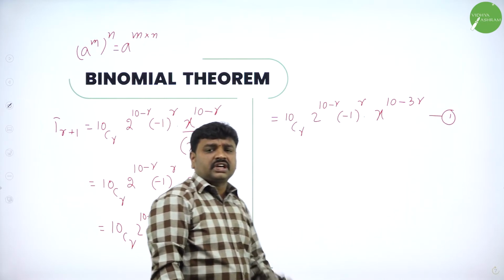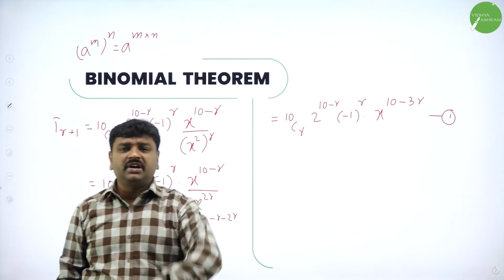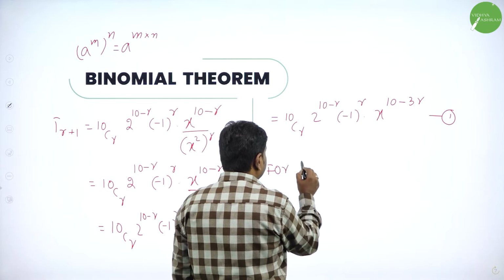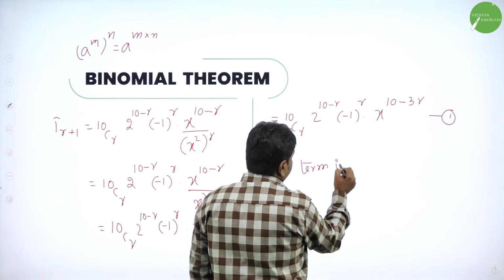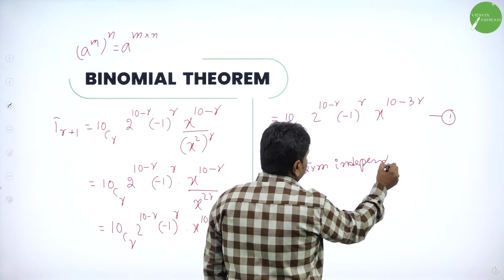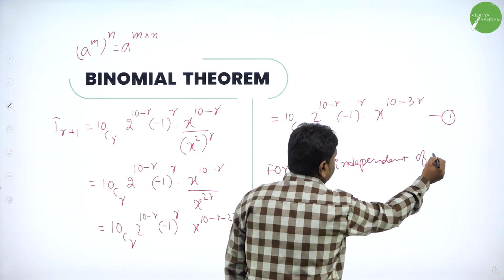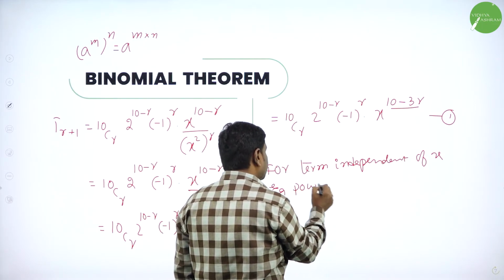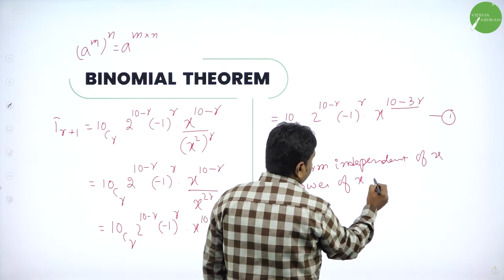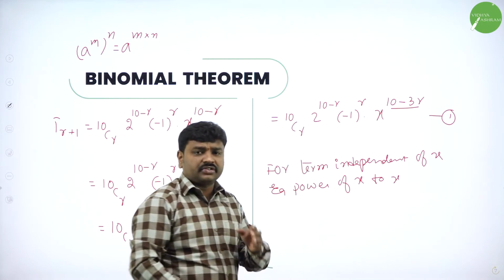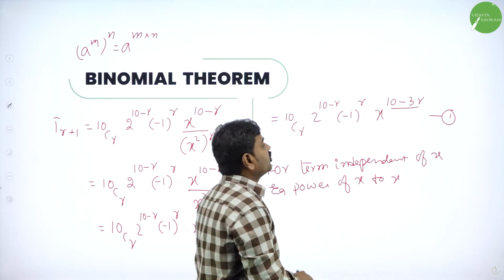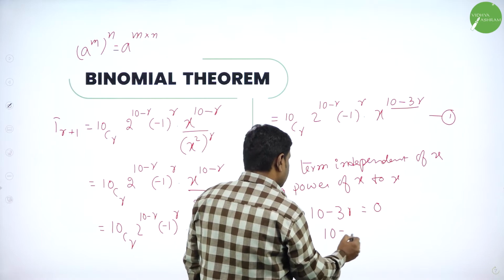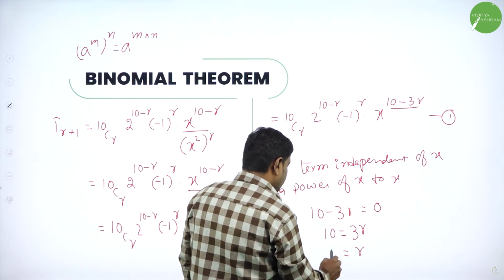So dear students, they want the term independent of x. If you want the term independent of x, the power of x should be 0. Term independent of x means x should not be there. So I should equate the power of x to 0. What x power do we have? That is 10 minus 3r. Equate it to 0. Then we get 10 is equal to 3r. Further simplify, r is equal to 10 by 3.